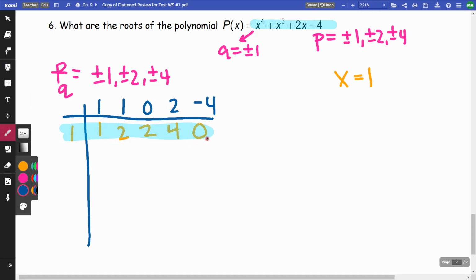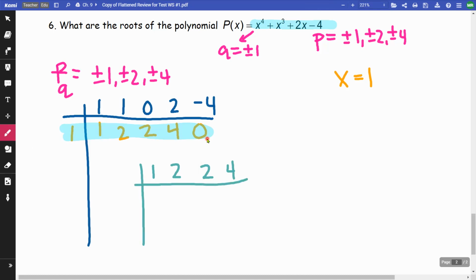So I'm going to take this and do a new synthetic division. So now I'm going to start with 1, 2, 2, 4. Now, I notice that these are all positive, so I'm not going to try any of my positives because nothing's going to cancel out if I keep multiplying by a positive and adding to a positive. So I'm going to try negatives. So let's say I try -1. Bring down my 1. 1 times -1, I add it to 2, I get 1. 1 times -1 is -1. I add it to 2, I get 1. 1 times -1 is -1. I add it to 4, I get 3.